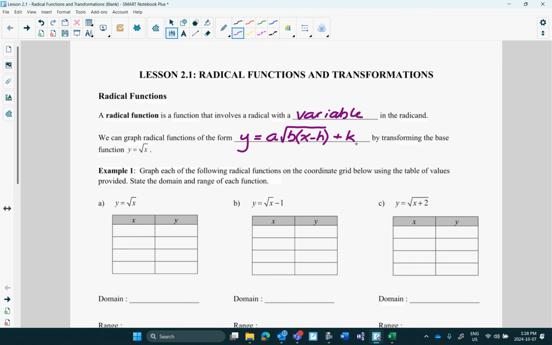What does a represent again? Vertical stretch, and if it's negative, flip. B, horizontal stretch, and if it's negative, flip. H, horizontal shift. K, vertical shift. Okay, good.